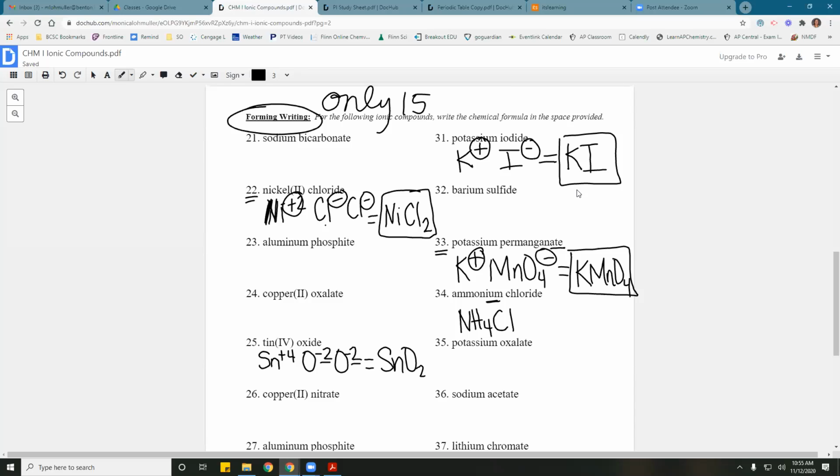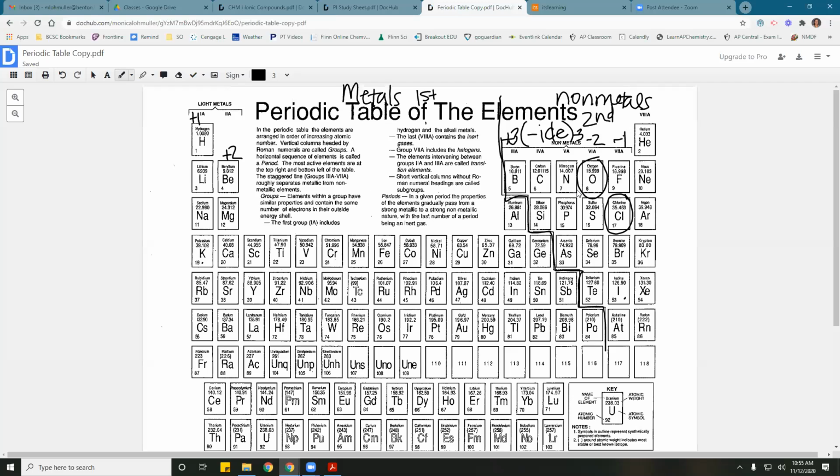Yes, the Roman numeral. I can go back. The Roman numeral is the charge and the positive charge for that Roman numeral. So it's always positive, whatever the number is for the Roman numeral.